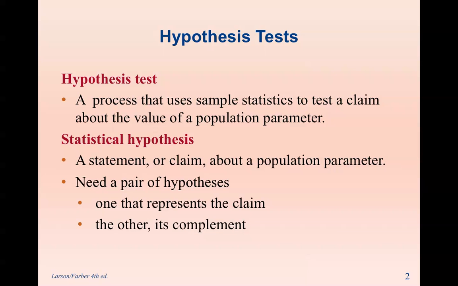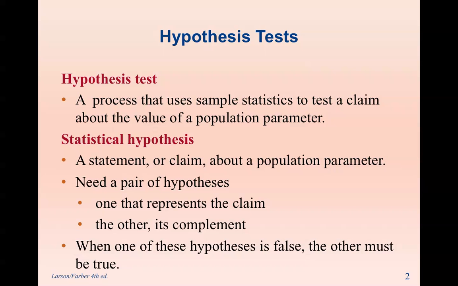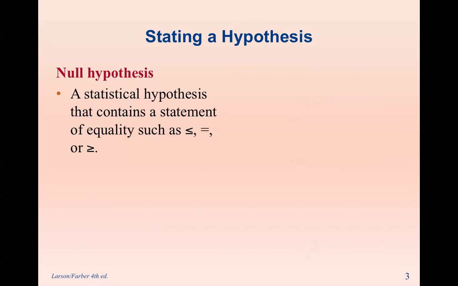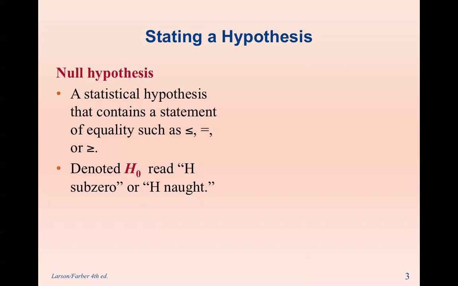They need a pair of hypotheses, one that represents the claim, the other the complement. And when one of these hypotheses is false, the other must be true. So we need those two statements. The first one we call the null hypothesis, a statistical hypothesis that contains a statement of equality, such as less than or equal to, or greater than or equal to. It is denoted by H naught, or H sub 0.